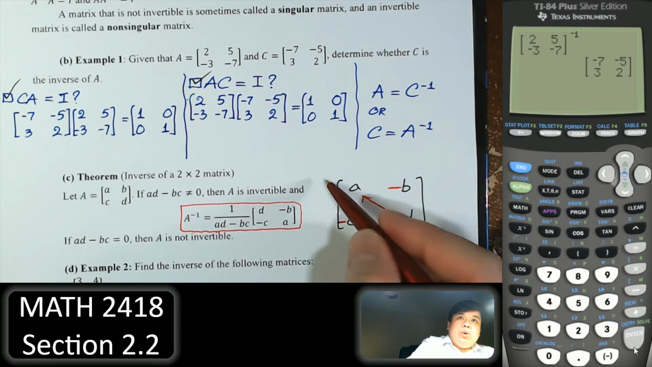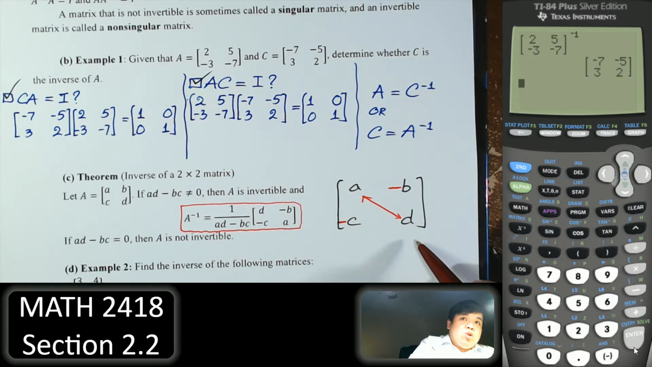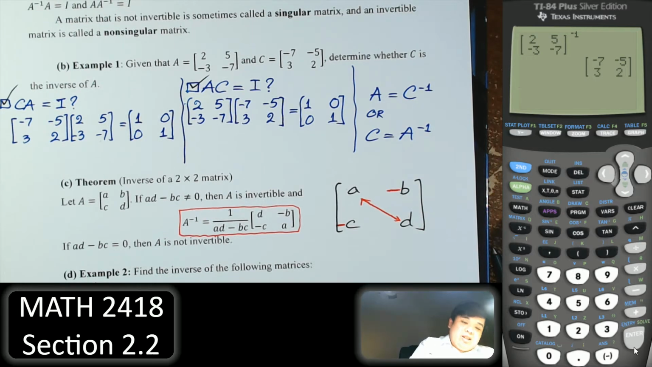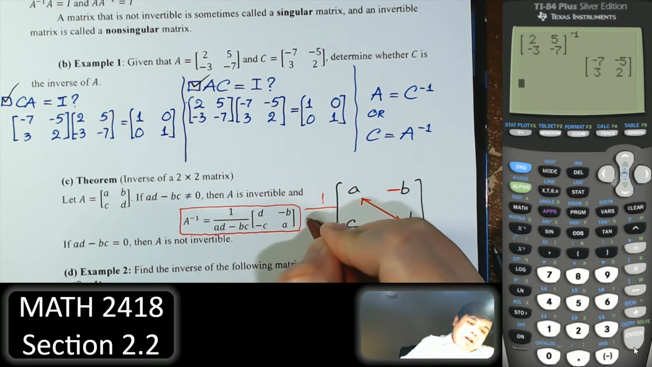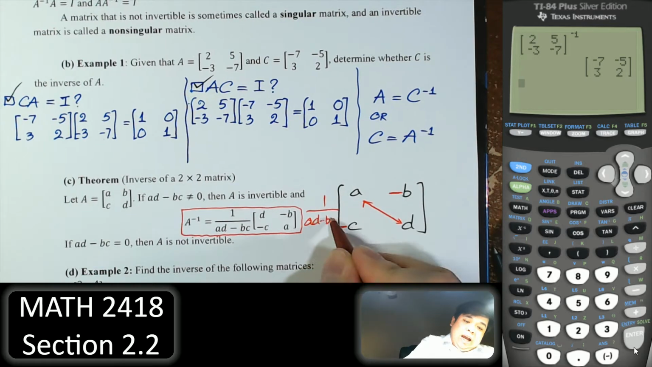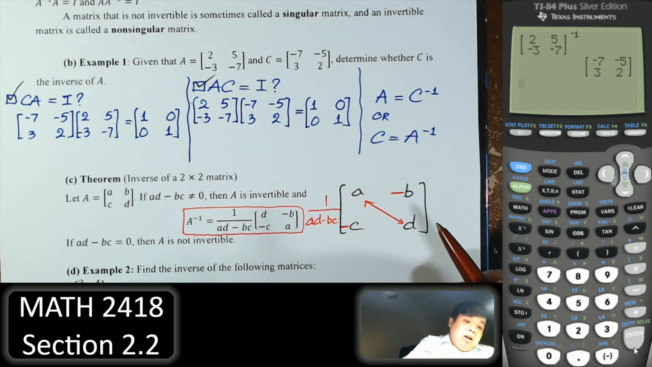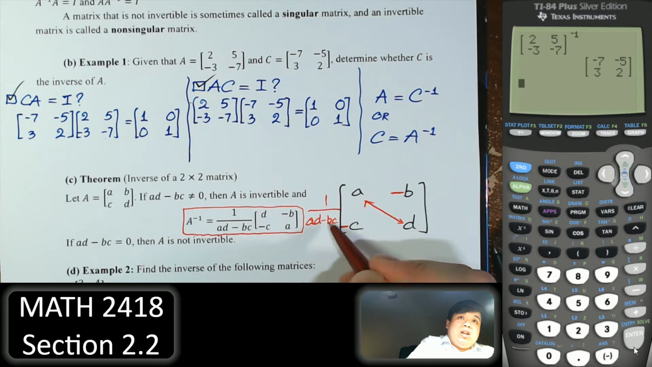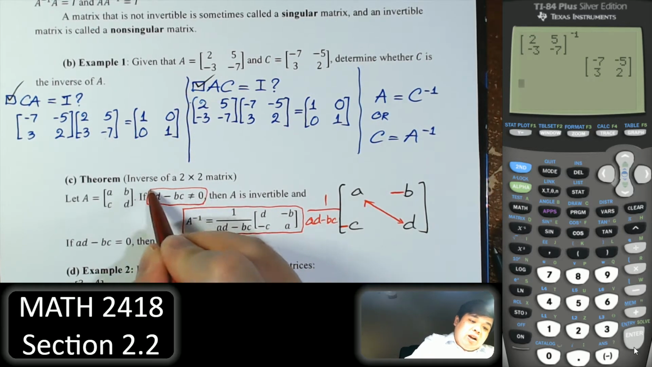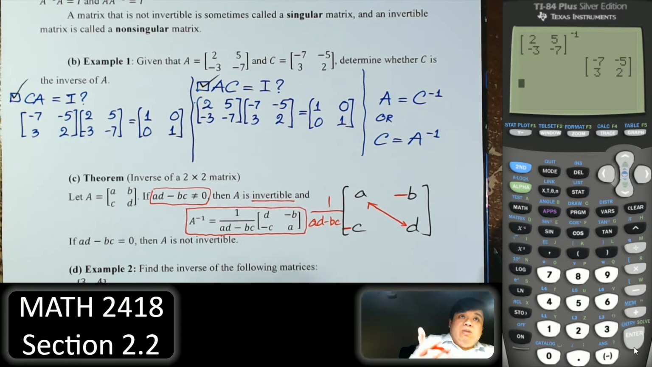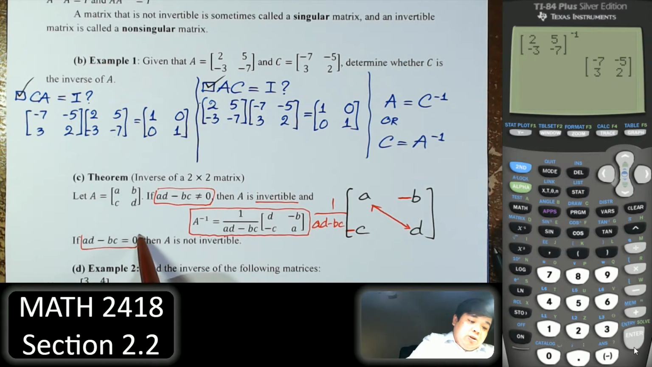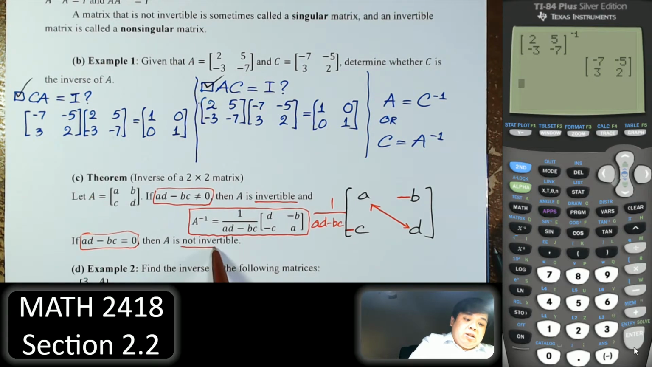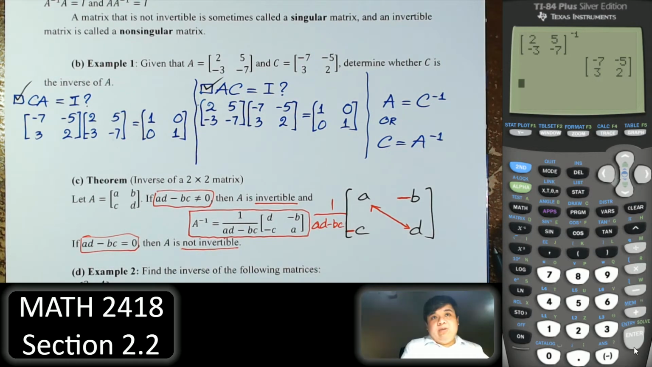So the two entries on the diagonal swap places, and the other two change sign. Of course, then we multiply by 1 over AD minus BC, and make sure that we cannot divide by 0. If the denominator is not equal to 0, then the matrix is invertible and the inverse exists. If it is equal to 0, it is a singular matrix, not invertible. It has no inverse.